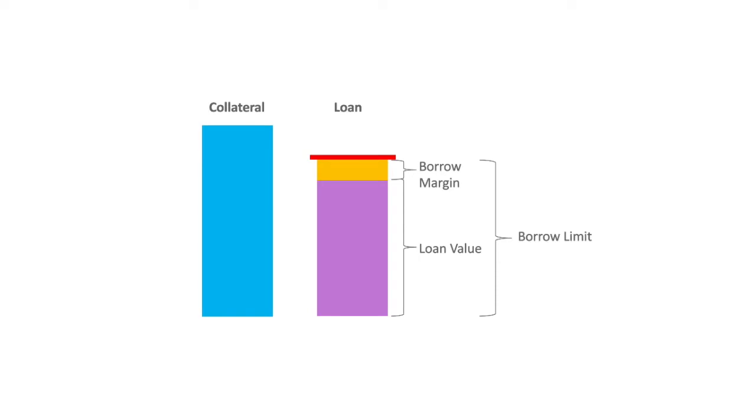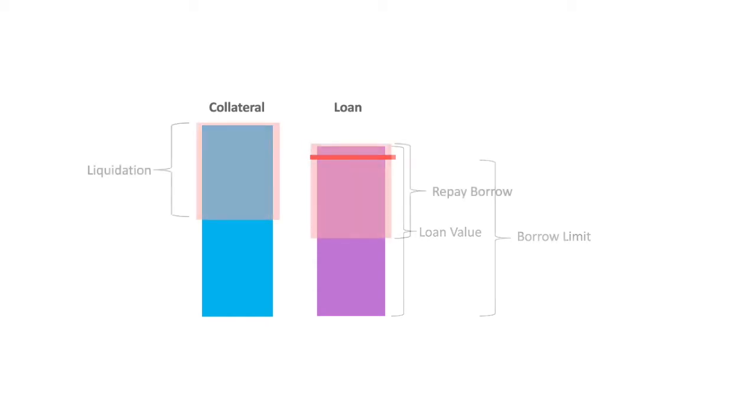If the value of borrowed assets exceeds the borrow limit, a portion of your collateral is subject to liquidation. Liquidation involves the automatic sale of some of your collateral to pay down your borrowed assets in order to bring your position below the borrow limit. A breach of the borrow limit can occur through a decrease in the value of collateral, an increase in the value of borrowed assets, or a combination of the two.